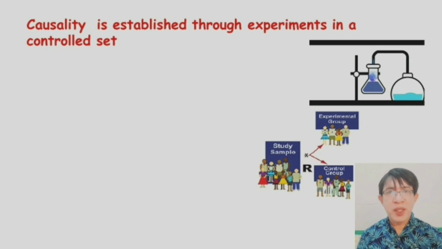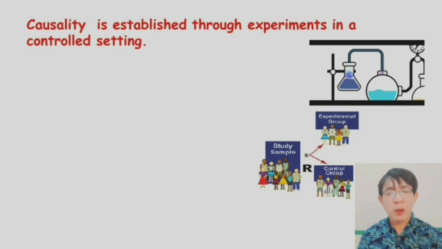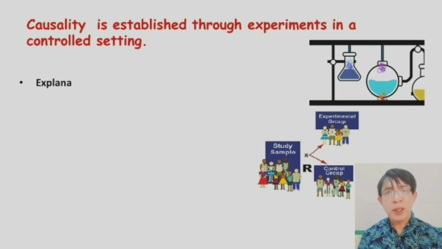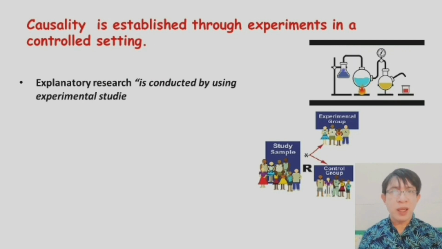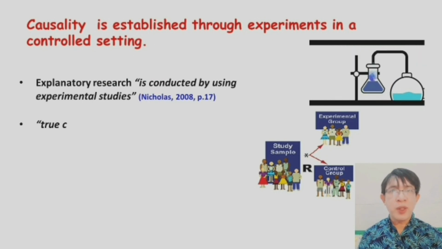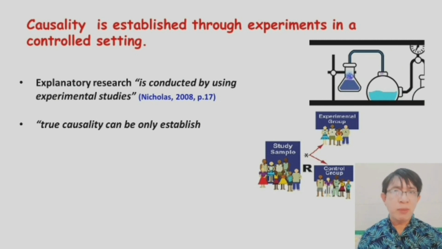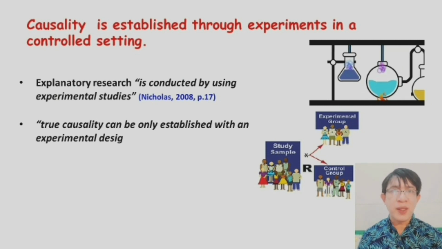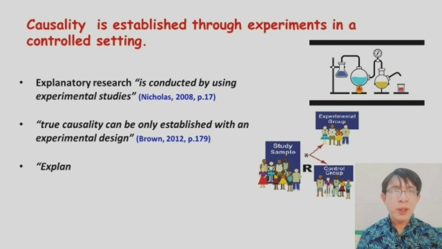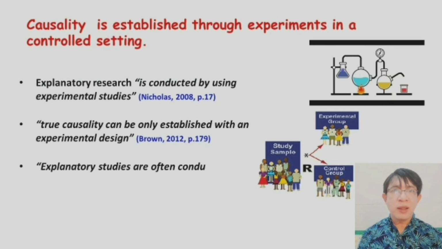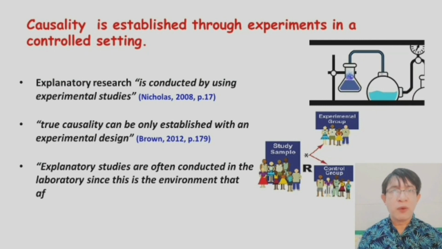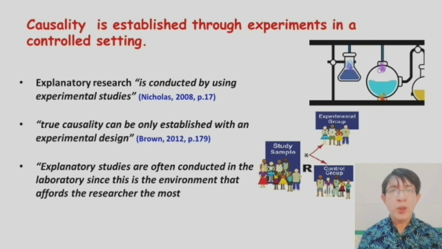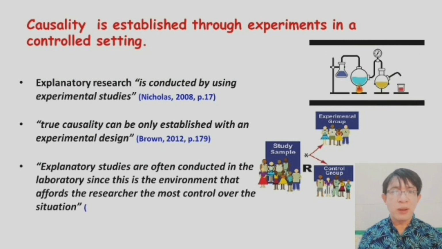Causality is established through experiments in a controlled setting. Explanatory research is conducted by using experimental studies, and true causality can only be established with an experimental design. Explanatory studies are often conducted in the laboratory since this is the environment that affords the researcher the most control over the situation.